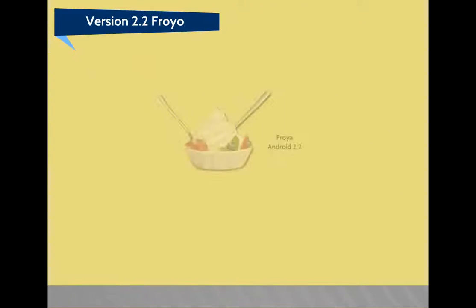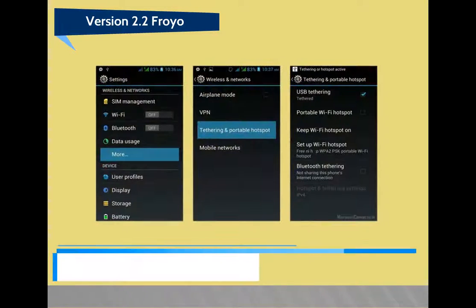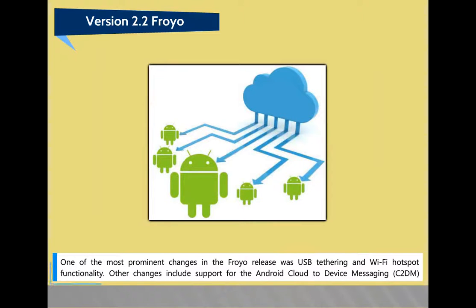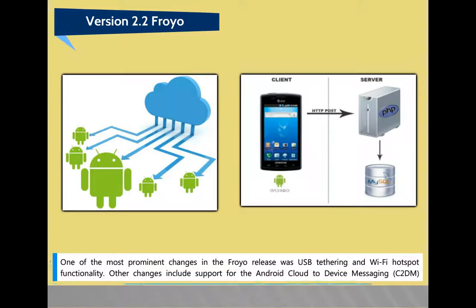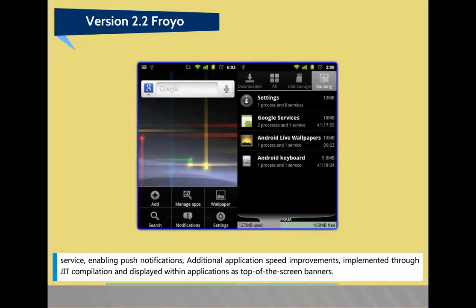Version 2.2 Froyo. Android Froyo is a discontinued version of the Android mobile operating system developed by Google, spanning versions between 2.2 and 2.2.3, unveiled on May 20, 2010 during the Google I/O 2010 conference. One of the most prominent changes in the Froyo release was USB tethering and Wi-Fi hotspot functionality. Other changes include support for the Android Cloud to Device Messaging, that is C2DM service enabling push notifications, additional application speed improvements implemented through JIT compilation and displayed within applications as top-of-the-screen banners.